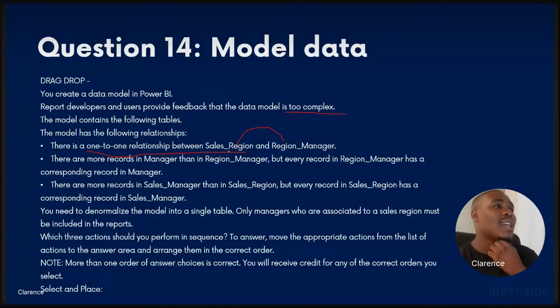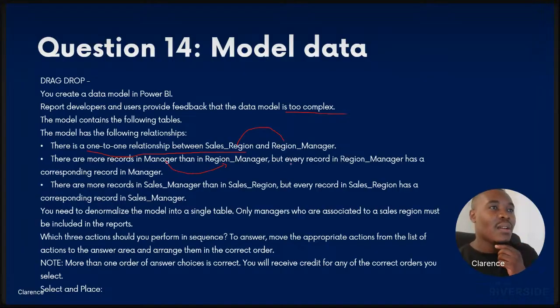The next one says there are more records in the manager table than in the region manager table. So there's another table here called manager. What this is saying is that we've got a lot of managers that are not allocated to regions. Because if you've got more managers than regions, that probably means some managers do not actually have regions. I think that's what it means.